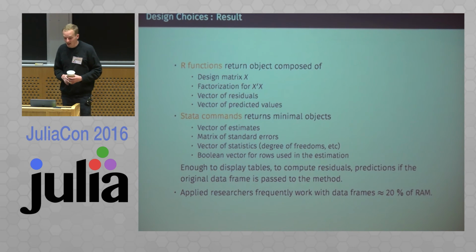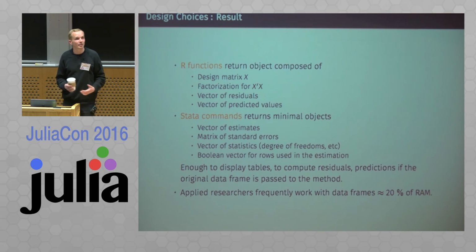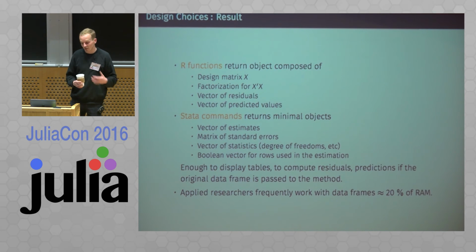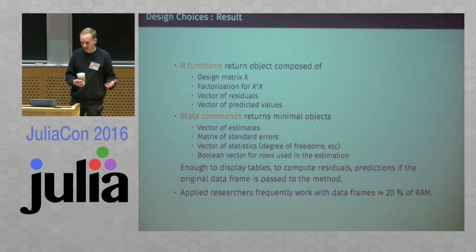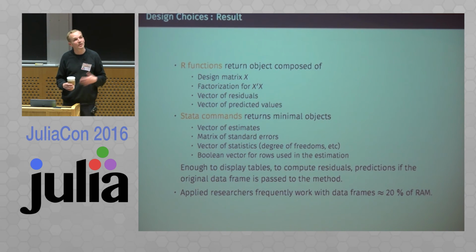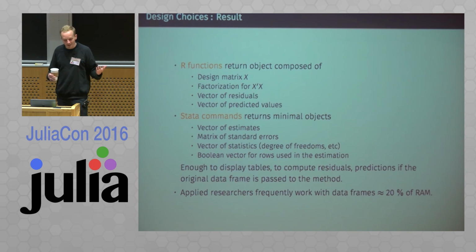The big issue with that is that suppose you have a data frame that is 20% of your RAM, and then you output a result with all this information. It's going to take as much space as the initial data frame you started with, and so you can estimate like 4 different models, and then you're out of RAM. That's something that is really surprising to me.